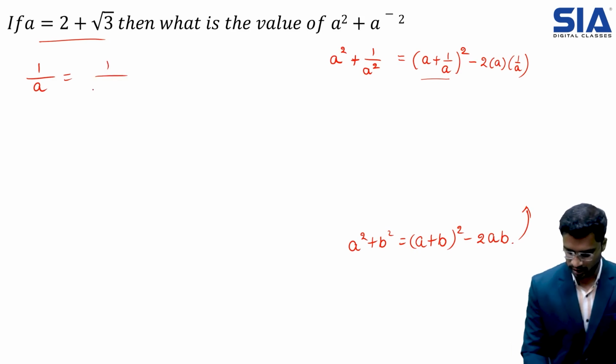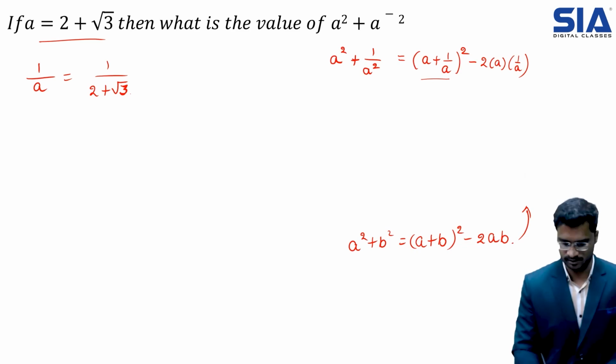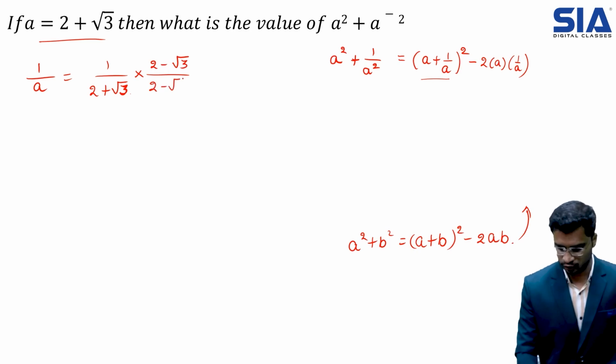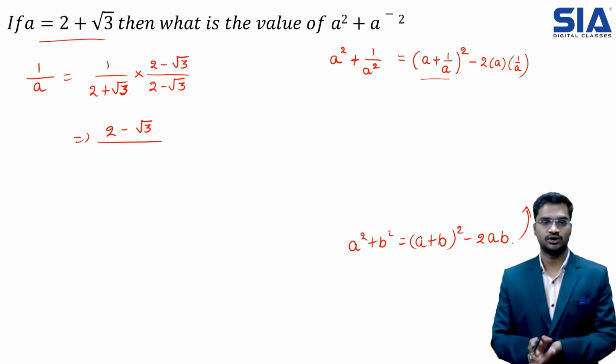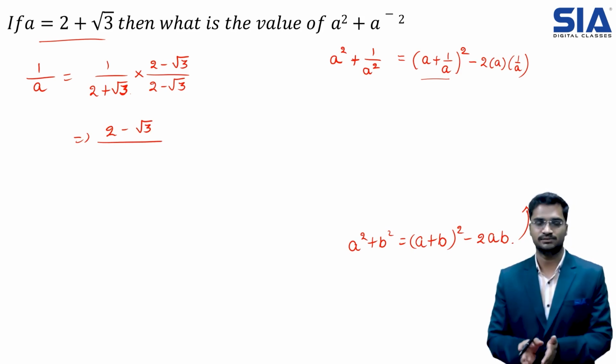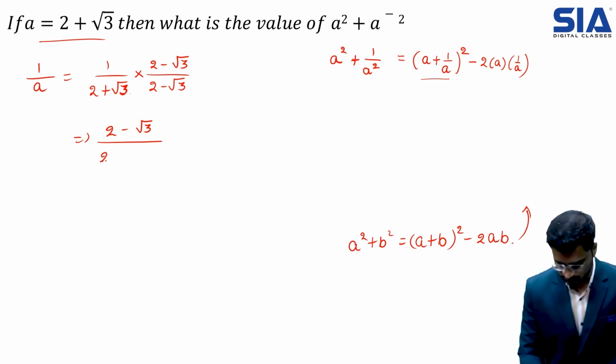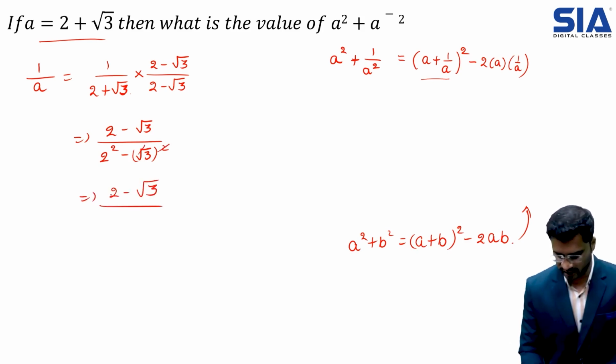1 by a is equals to 1 by 2 plus root 3. So let us rationalize this particular number. What I have to do is multiply it with 2 minus root 3 and divide it with 2 minus root 3. So in the numerator I have 2 minus root 3, but in the denominator we will be getting 2 square minus root 3 whole square, because a plus b multiplied by a minus b gives us a square minus b square, which is 2 square minus root 3 whole square. So square and root get cancelled. In the numerator I am left with 2 minus root 3 and in the denominator 4 minus 3.